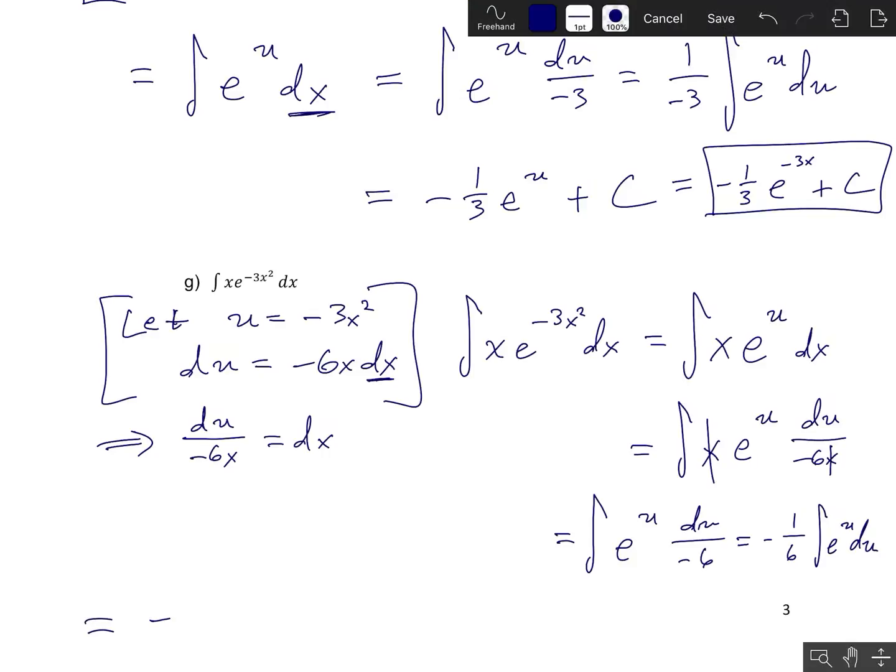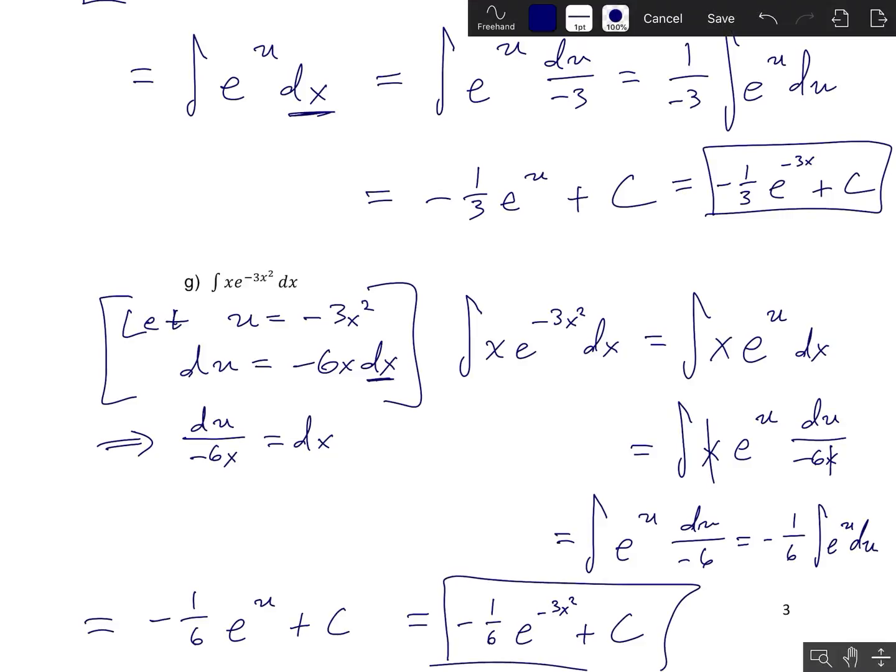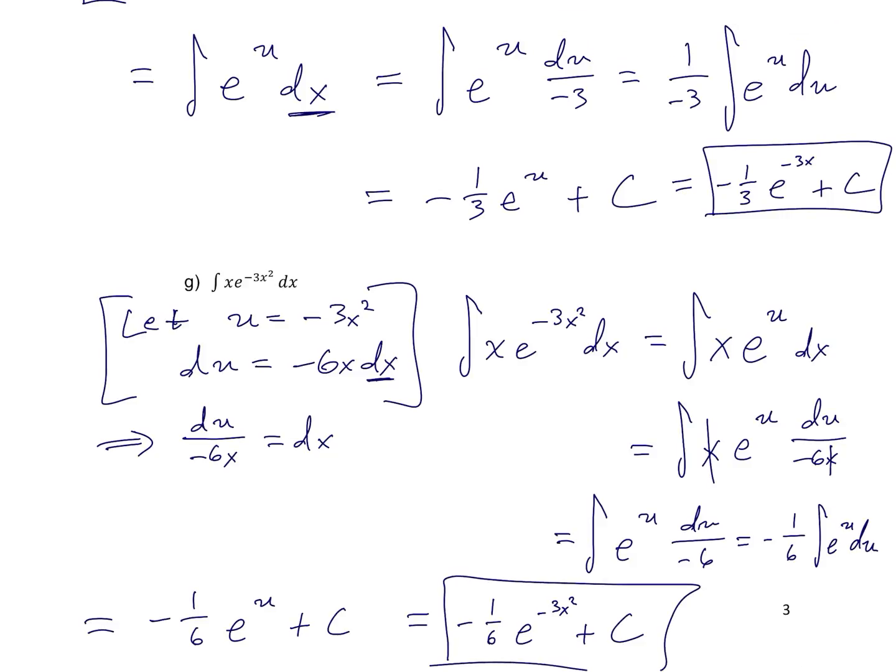And now we know how to integrate this. This will end up being a -1/6 e to the u plus c. And then for our final answer, we just need to replace u with its expression in terms of x up here. So we would end up getting a -1/6 e to the -3x squared plus c. And if you want to check your answer, you can just take the derivative of this thing that we just boxed, and you should get the original integrand.